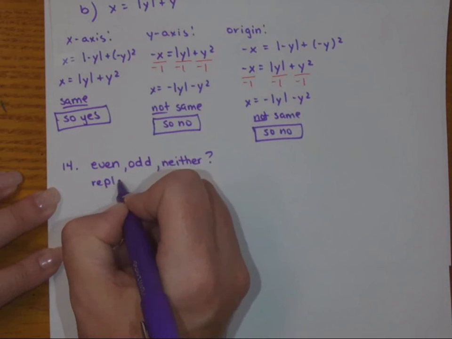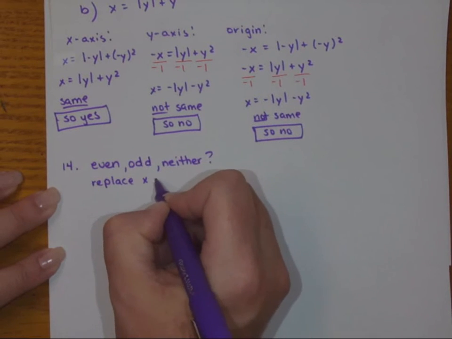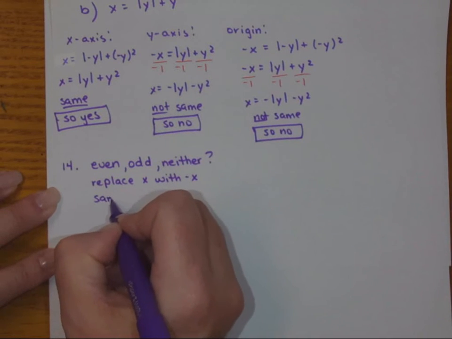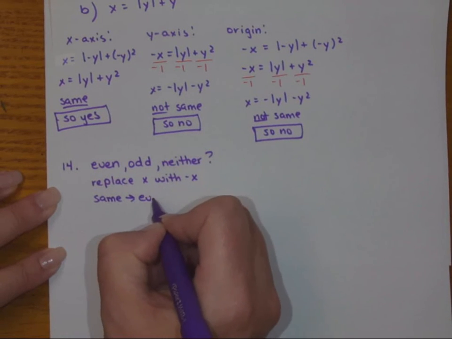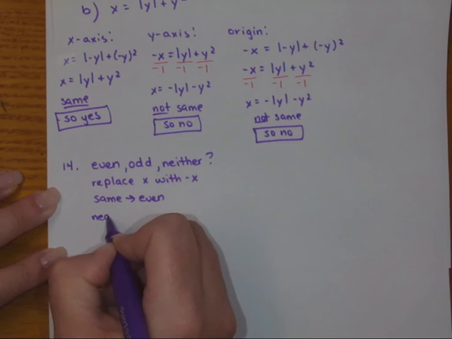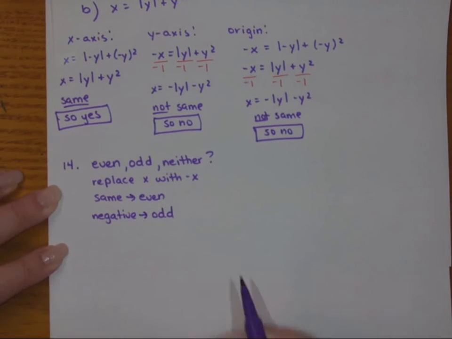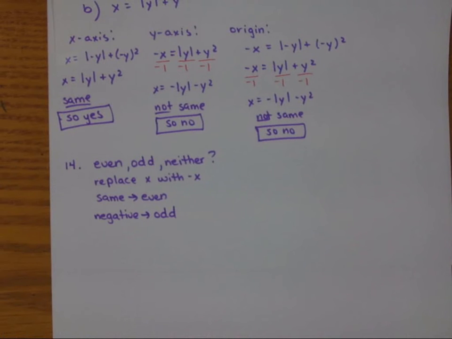Remember, for this one, it's the same for all. You replace x with negative x, okay? And if it's the same, it's even. If it's the negative version of the original, it's odd. And if neither one of those things happen, it's neither.